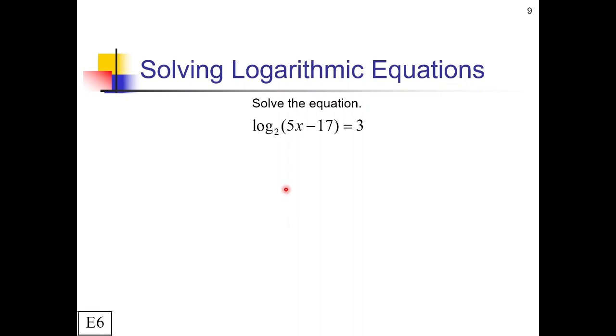So here's another problem for you to try out. This one has a little bit more to it than the last one, but same kind of idea. Pick a technique, pause the video, and see what you can do with this one.